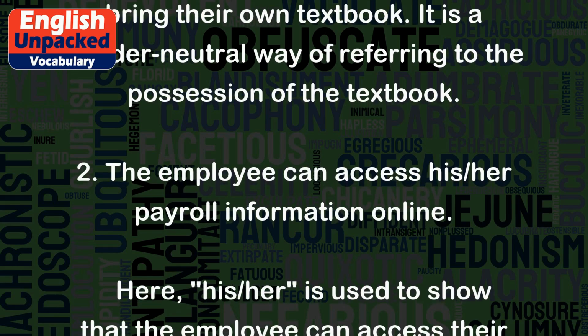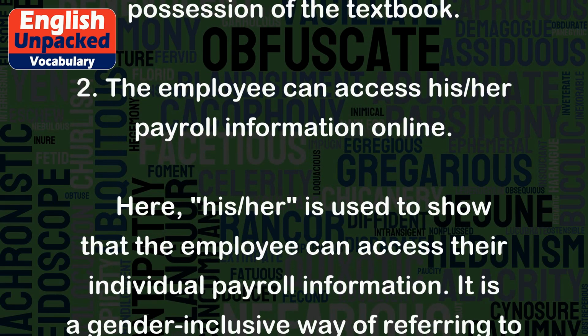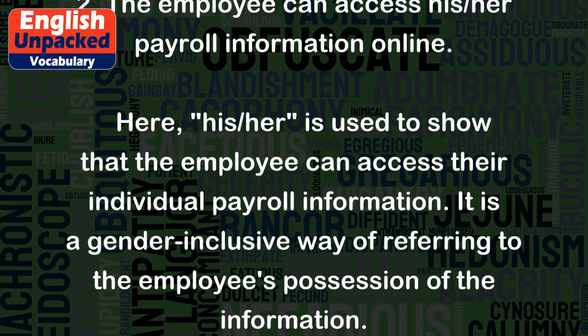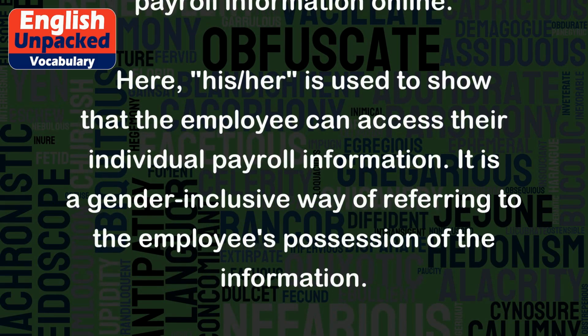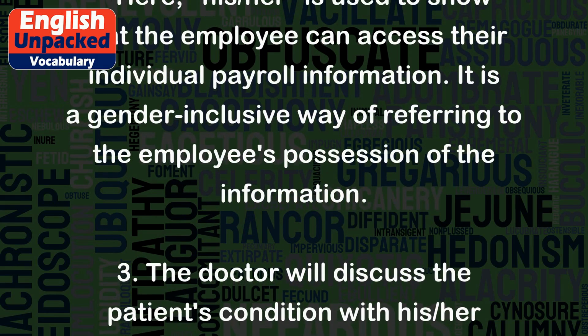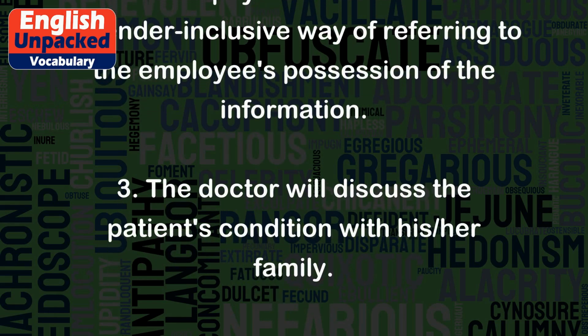2. The employee can access his, her payroll information online. Here, his, her is used to show that the employee can access their individual payroll information. It is a gender-inclusive way of referring to the employee's possession of the information.